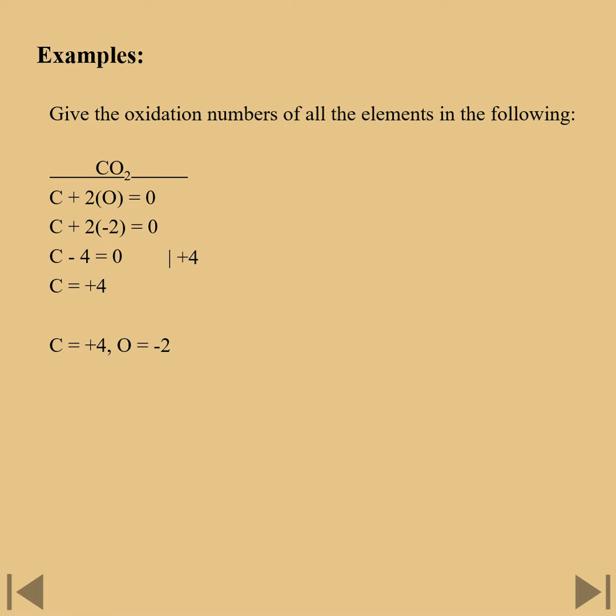So our oxidation numbers were positive 4 for the carbon and negative 2 for the oxygen. And unless there's just not enough electrons around, that oxygen will always have the negative 2, and that's the main guy that's going to be taking our electrons.